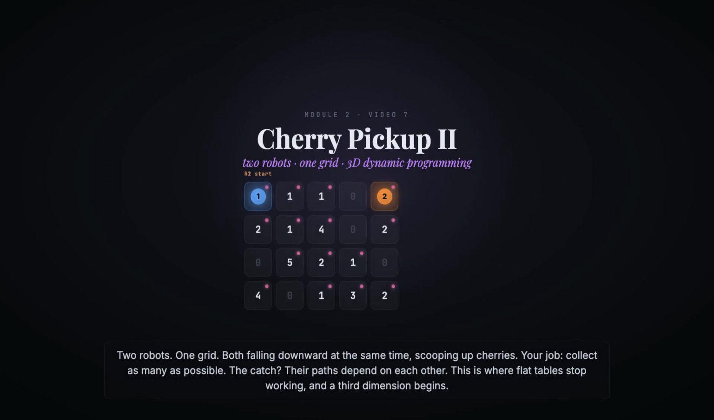Two robots, one grid, both falling downward at the same time, scooping up cherries. Your job: collect as many as possible. The catch? Their paths depend on each other. This is where flat tables stop working and a third dimension begins.